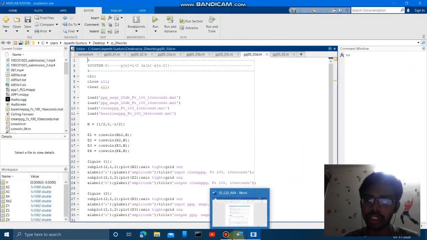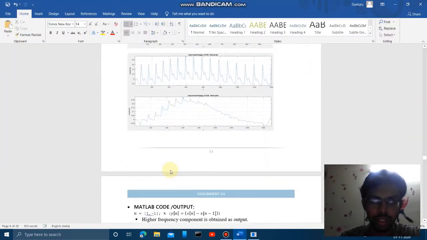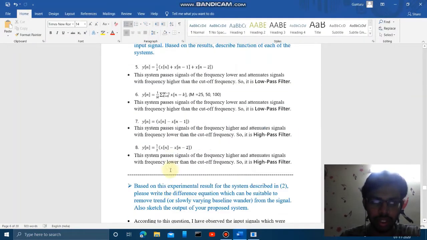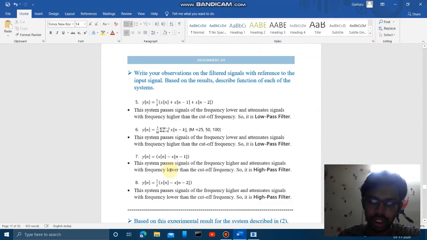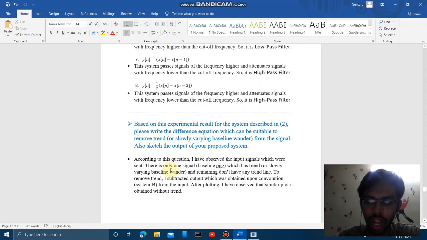If we move on to the next question, we have to make observations. As I said before, system A and system B are low pass filters and system C and system D are high pass filters. Moving on to the next question, we have to remove the trend from the given signals using system B.